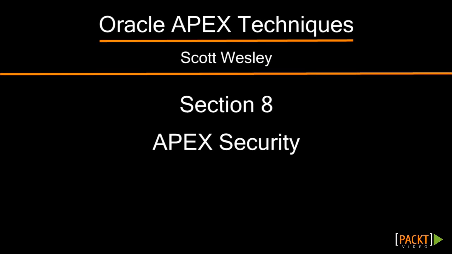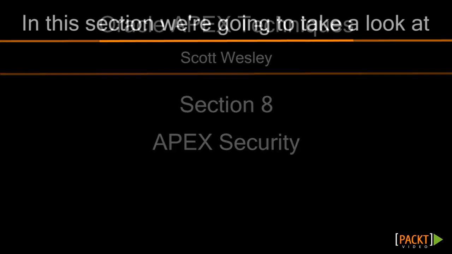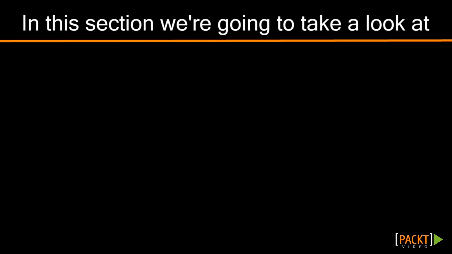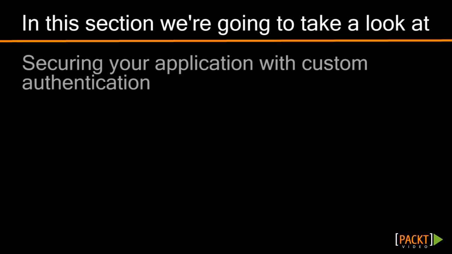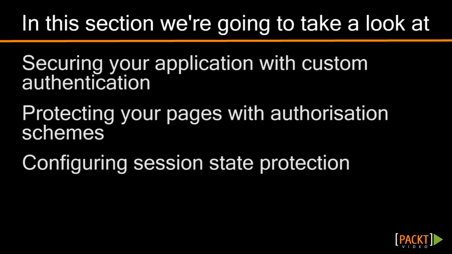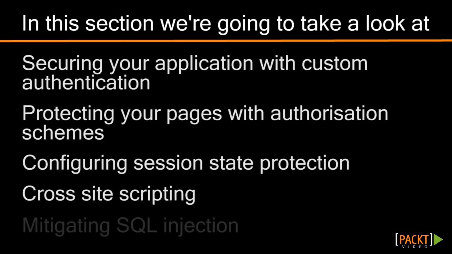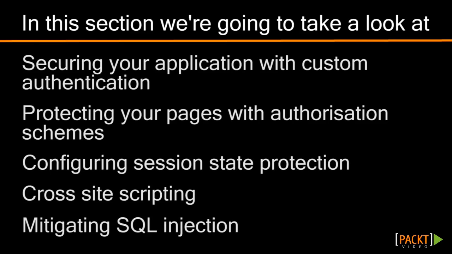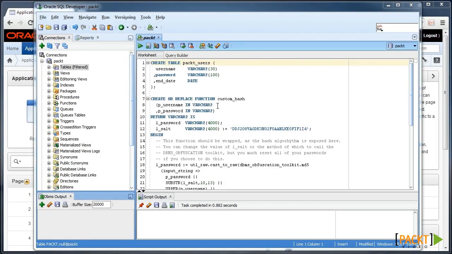Section 8. Apex Security. Security is an important part of any application. This section covers the three major security components of Apex: authentication, authorization, and session state protection. And we'll also look at two typical threats for web-based applications: cross-site scripting and mitigating SQL injection. But first we'll look at securing our application with a custom authentication scheme.